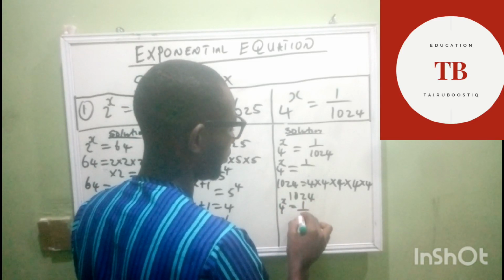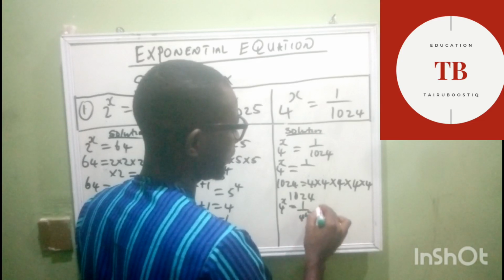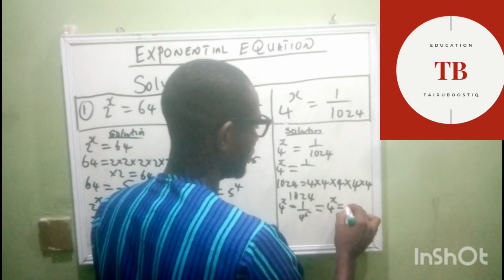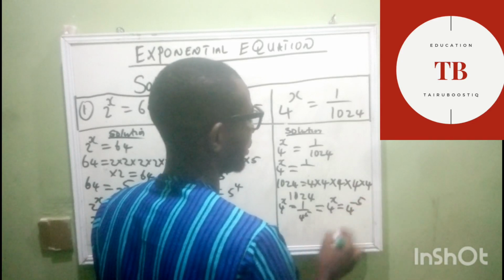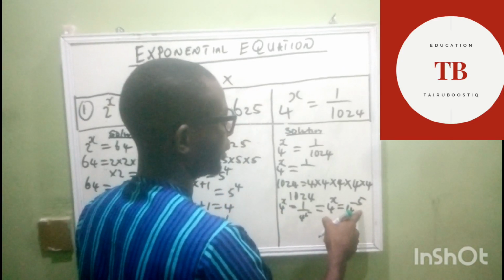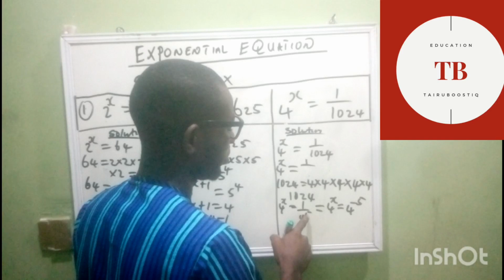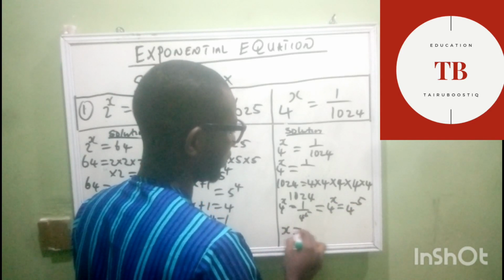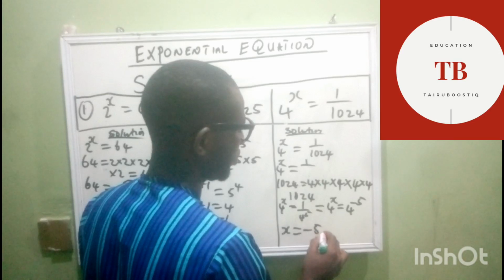Then we can have 4 raised to power s is equals to 1 all over 4 raised to power 5. And we can write it as 4 raised to power s is equals to 4 raised to power minus 5. According to law of indices, when you have 1 all over 4 raised to power a number, you can take the inverse of that number. Therefore, our s is equals to minus 5. Thank you.